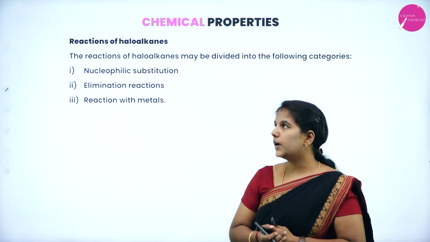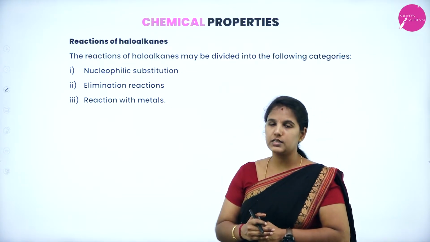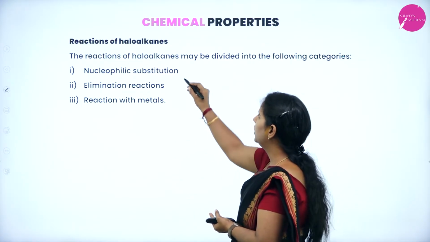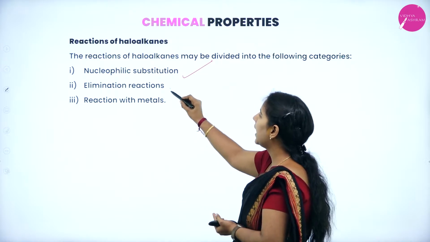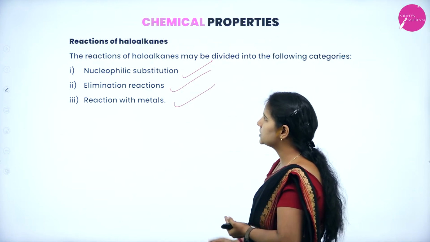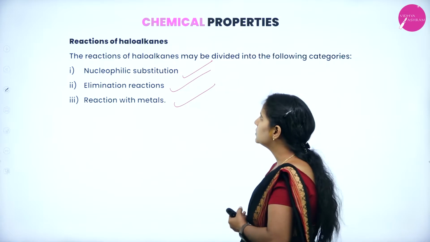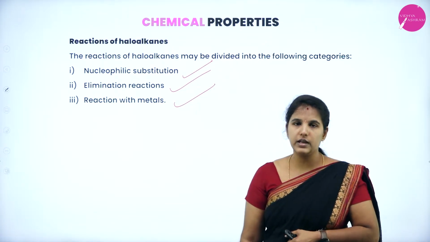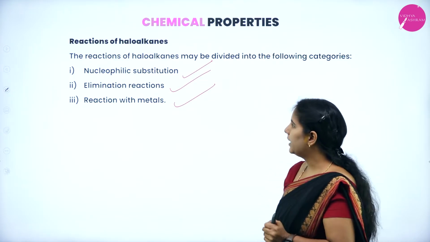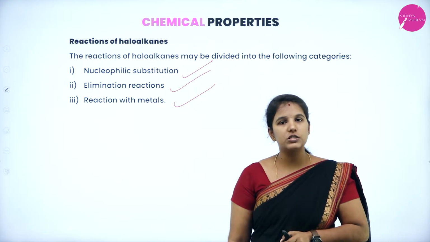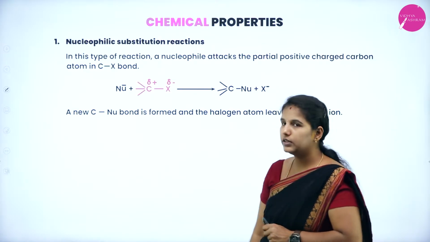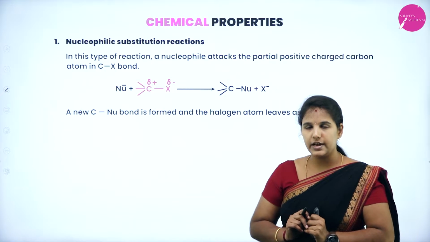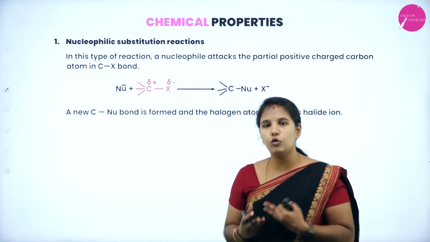In this, we are going to understand the different chemical properties shown by haloalkanes. Mainly we are studying nucleophilic substitution reactions, elimination reactions, and reactions with metals. So the reactions of haloalkanes may be divided into three types: nucleophilic substitution reaction, elimination reaction, and reactions with metals. First, I will go with the nucleophilic substitution reaction. Before understanding this, we need to understand what a nucleophile is first.